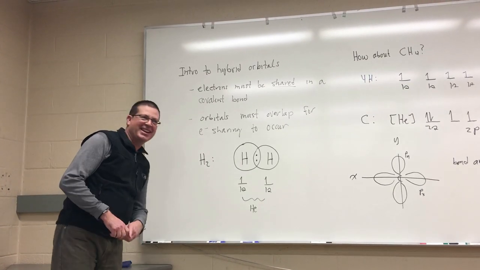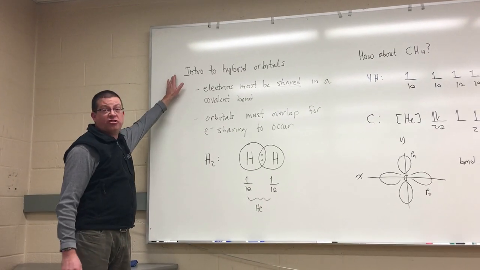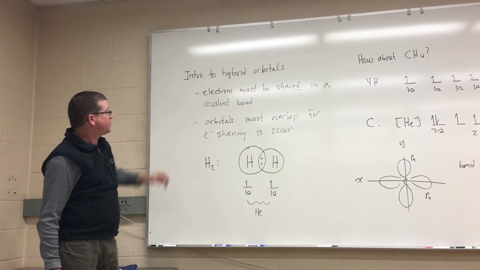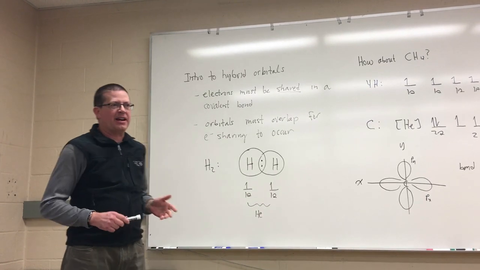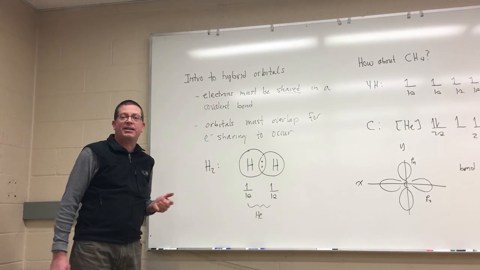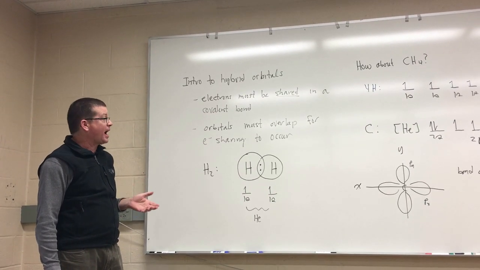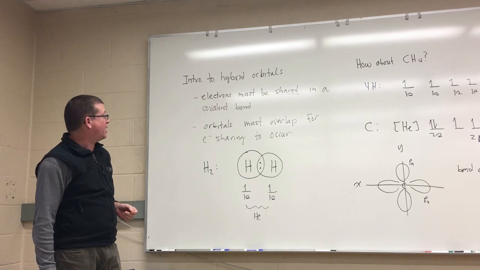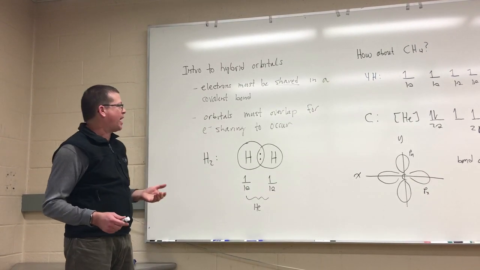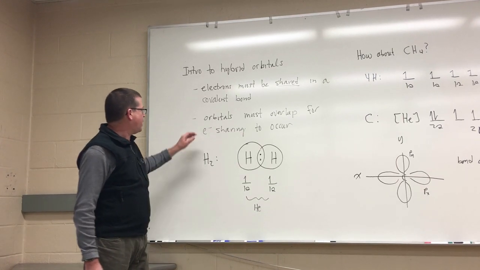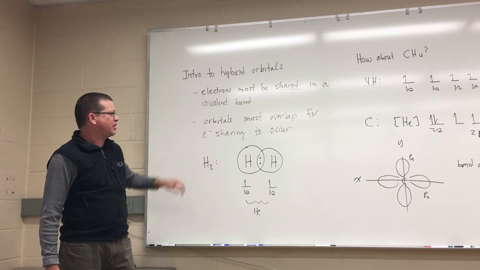Aren't you happy? All right, so the topic of today's video is going to be an introduction to hybrid orbitals. Now, in order to understand hybrid orbitals, we have to understand, firstly, that when we're talking about a covalent bond, electrons have to be shared in that type of bond. All right? In order for electron sharing to happen between two atoms, it seems reasonable then that orbitals have to overlap for that electron sharing to occur.